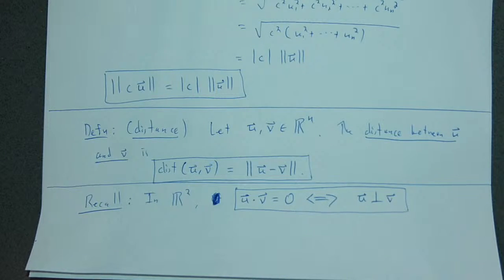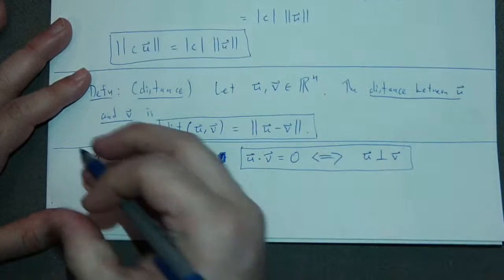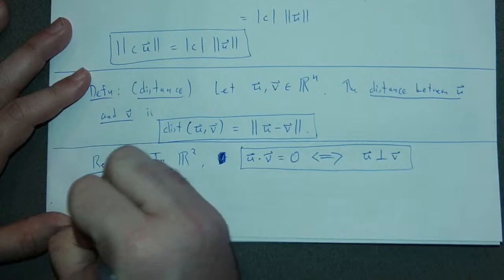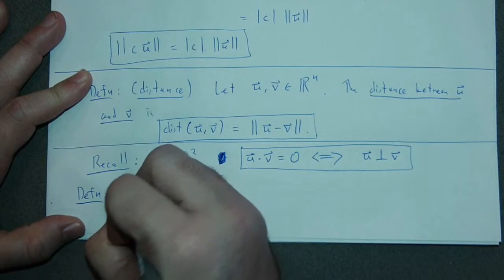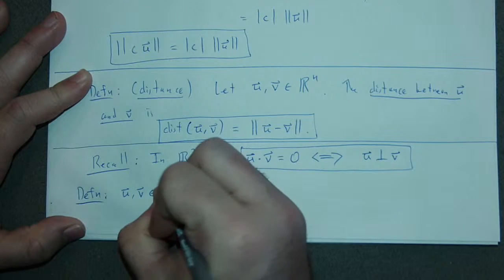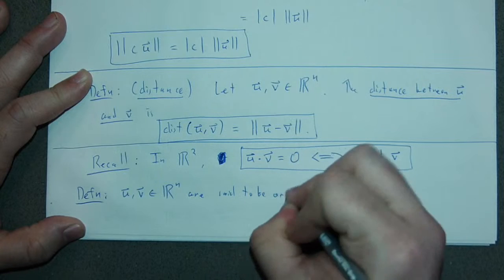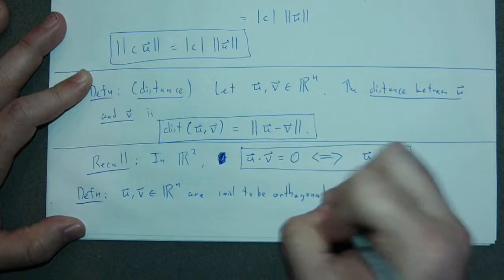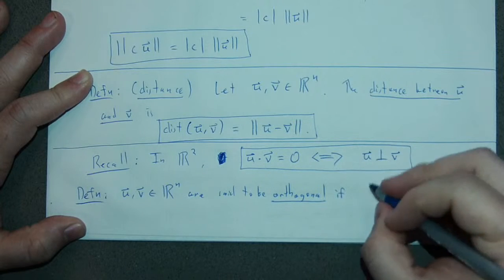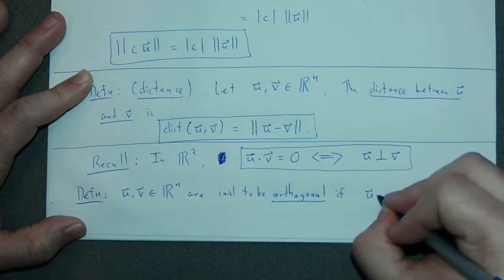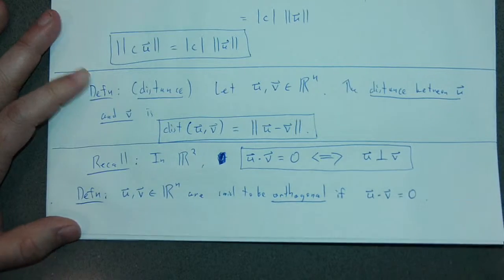But because the pictures are harder to draw and because thinking about it is a little bit more complicated, typically the word that is used for being perpendicular in higher dimensions is orthogonal. Okay, and so that's what we'll say. In fact, our definition is that two vectors, u and v in Rn, are said to be orthogonal if u dot v is equal to 0.